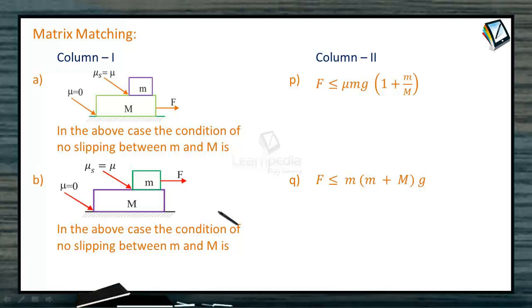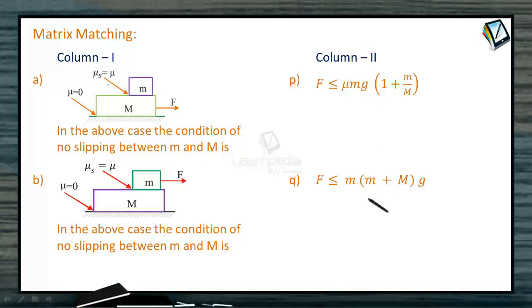Matrix matching. Column 1, column 2. This is the figure given where small m is kept on capital M body. Between the surface and capital M, the friction coefficient is 0. Between small m and capital M, the friction coefficient is mu. In the above case, we need to calculate the condition of no slipping between small m and capital M.